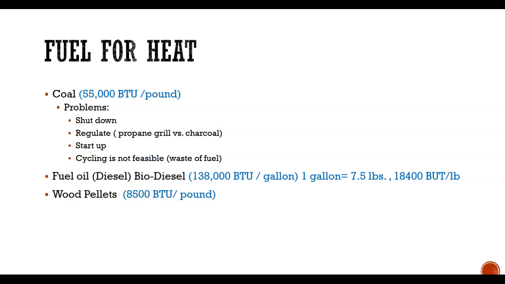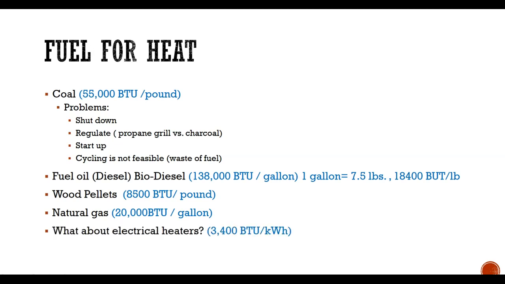Wood pellets, 8,500 BTU per pound. Natural gas, around 20,000 BTU per gallon. Weight is going to be a little bit difficult to understand, and to convert natural gas into gallon, you have to depressurize it and so on. I'm just trying to give you an idea of the amount of fuel and BTUs per weight or size.